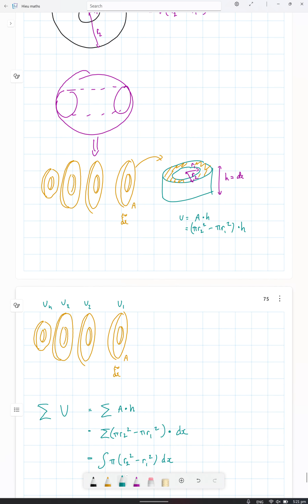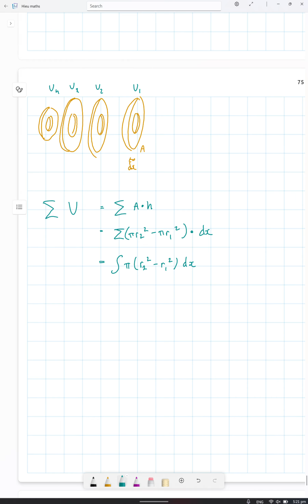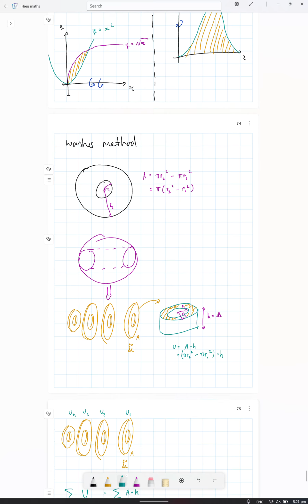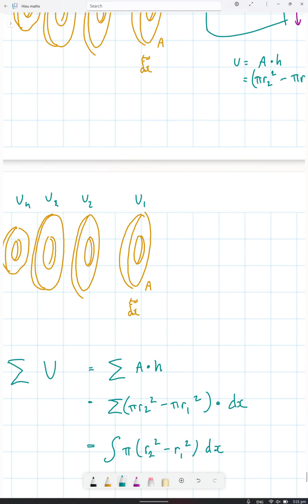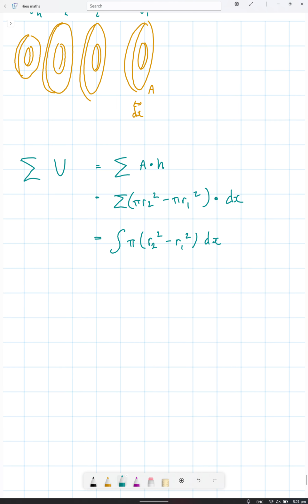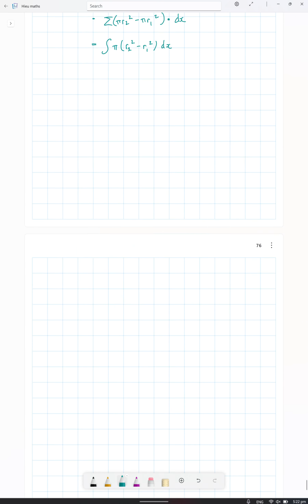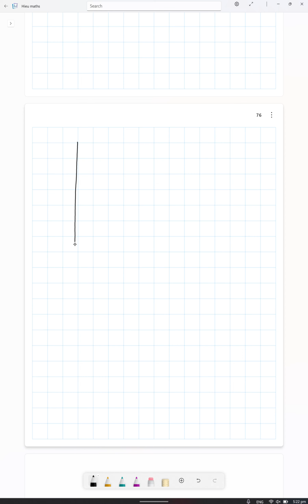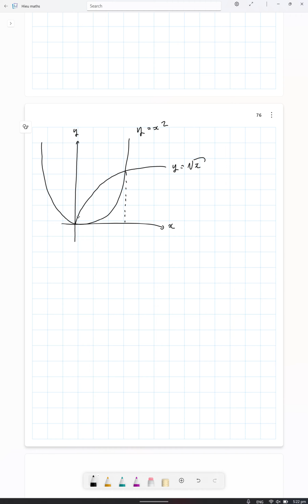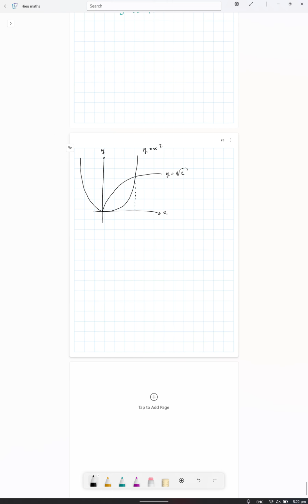Okay, so I'll explain this in terms of a real example right now, but this is how we transfer from the single washer here into an integration symbol, which we can then use as an equation. So let's try using this example. Let me draw it out. We have y equals the square root of x, which intersects with y equals x squared, right? And they intersect at some point, and we want to find the volume of this shape.